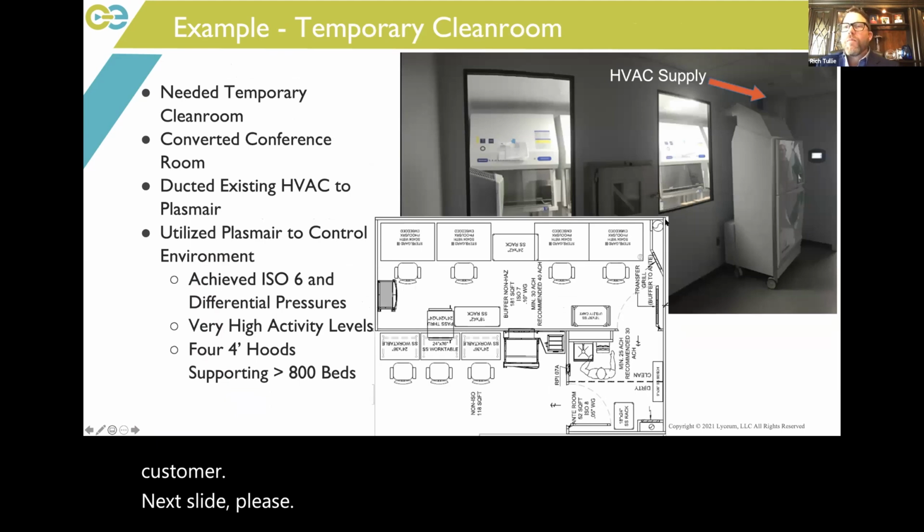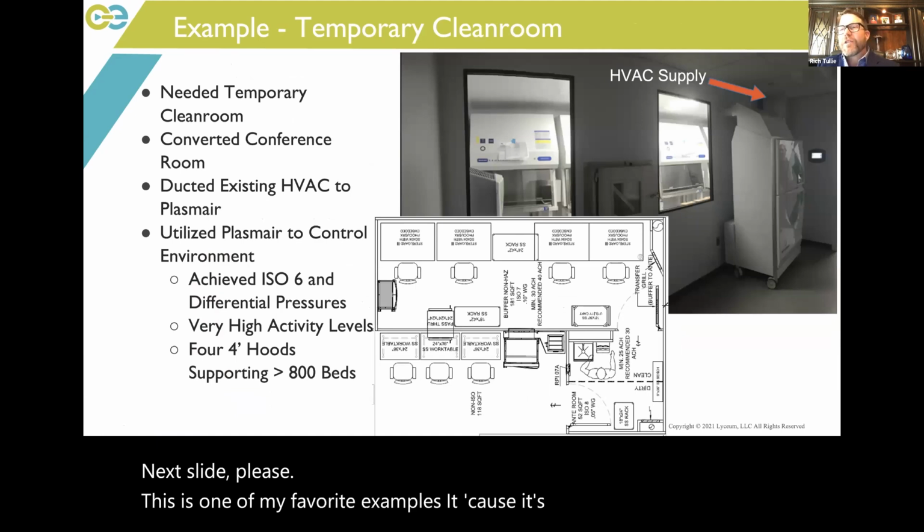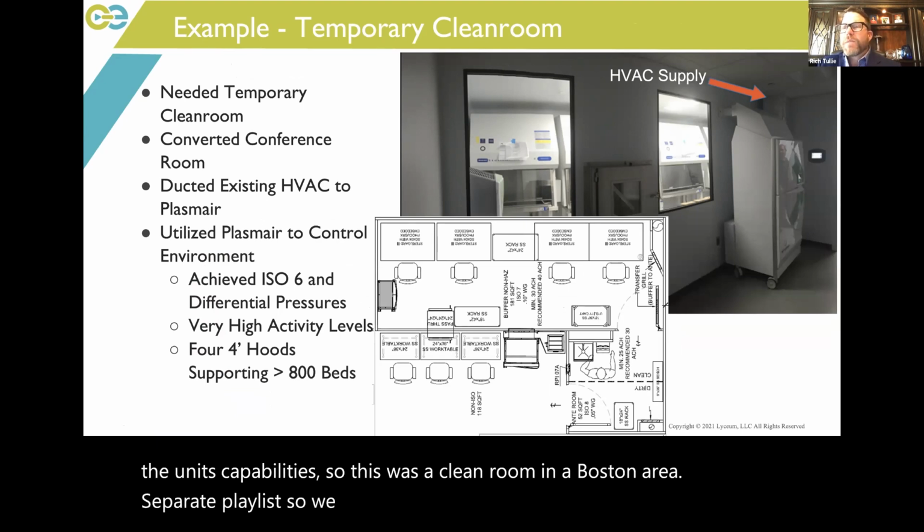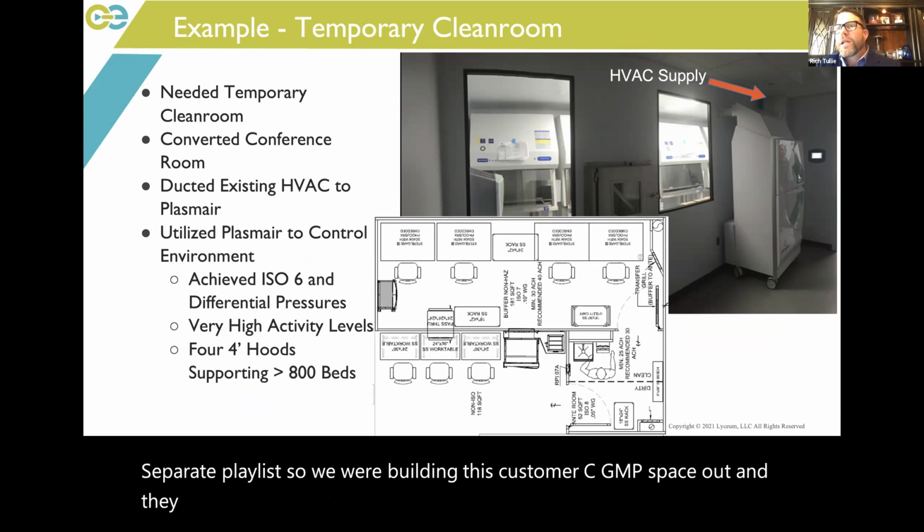This is one of my favorite examples because it's really leveraging the unit's capabilities. This was a clean room in the Boston area, a temporary clean room, I should say. We were building this customer's cGMP space out, and they had the need for a temporary clean space while they were operating.